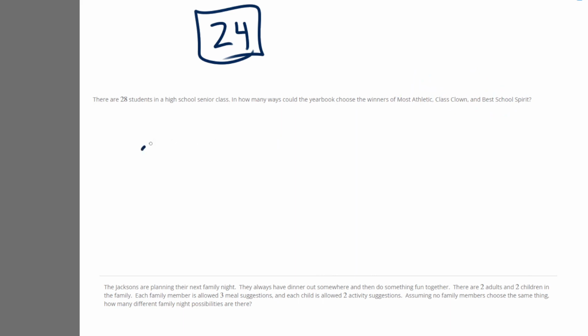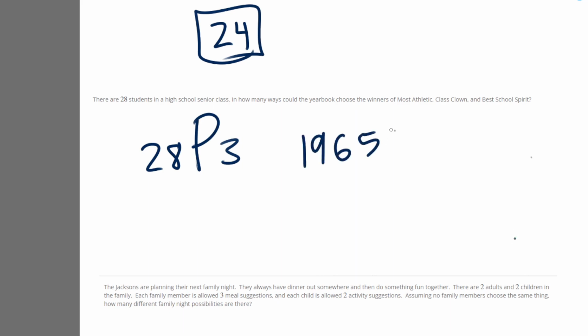So our number of students is 28, and then it'd be P for permutations. And there are 3 options. So when we plug that in, we should get 19,656 different options.